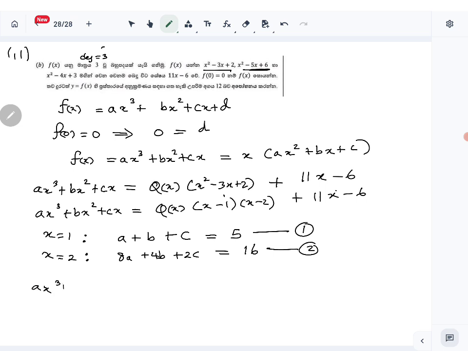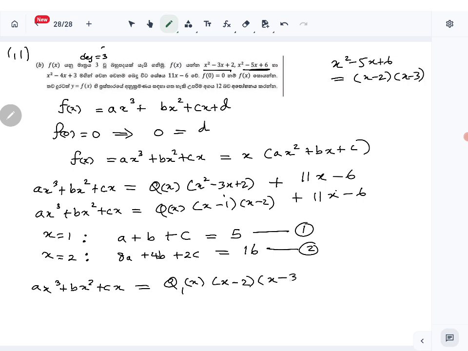So you can write ax cubed plus bx squared plus cx, our function, equal to a new quotient q1(x) times the divisor x squared minus 5x plus 6. I will write it in factored form, x minus 2 into x minus 3, plus 11x minus 6. It also has the same remainder. So we just need one more equation. Substituting x equals 2 gives the same equation back, so no point in substituting x equals 2.